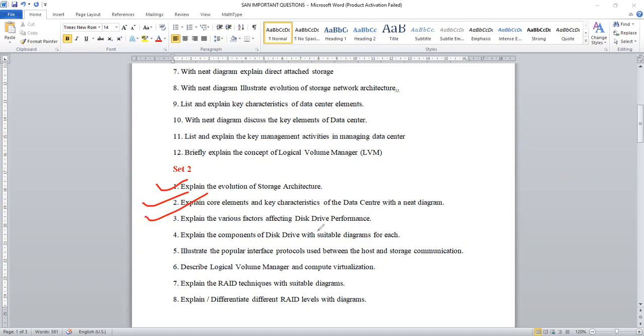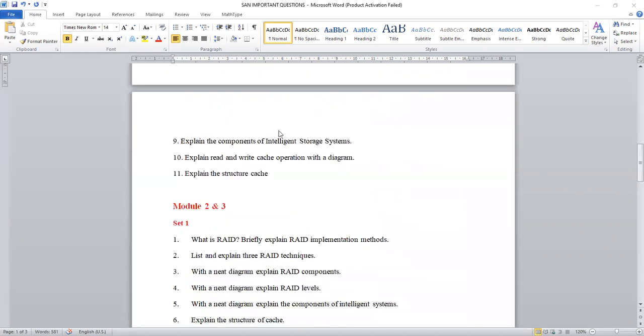Explain the various factors affecting disk drive performance. Similarly, you can go through these important questions. And I found that this is one of the repeated questions, very, very important. Explain RAID technique with suitable diagrams. That is very important. And I'll be showing you the previous year question paper, so that you will come to know which question is very important and which should be focused more.